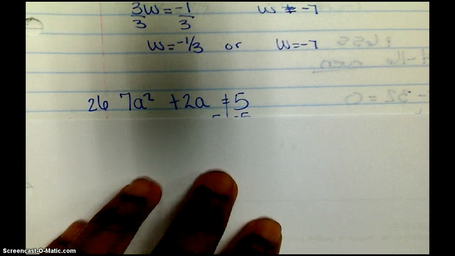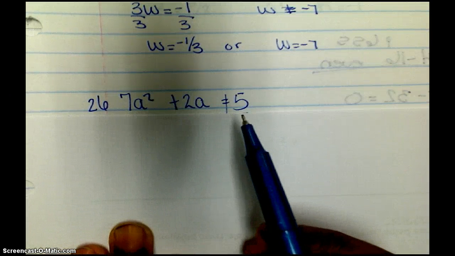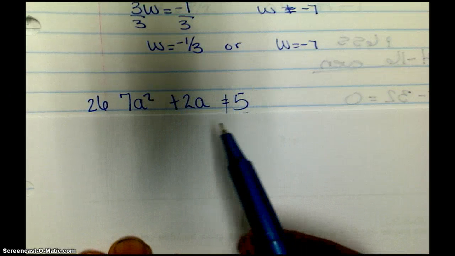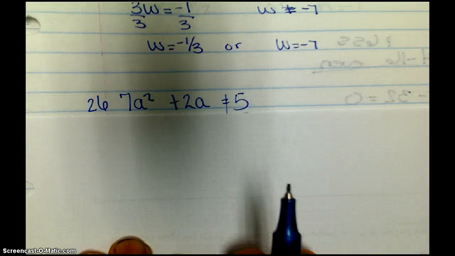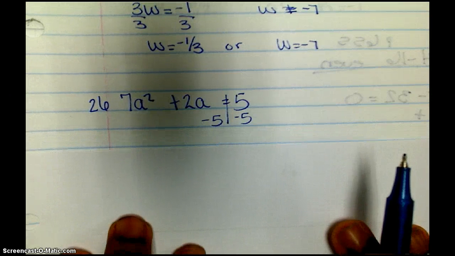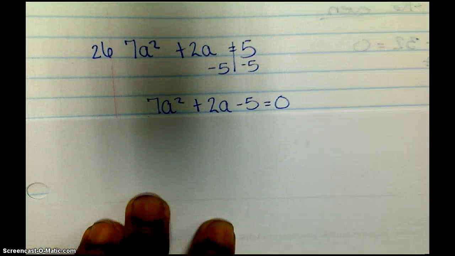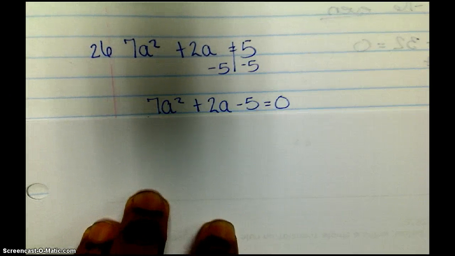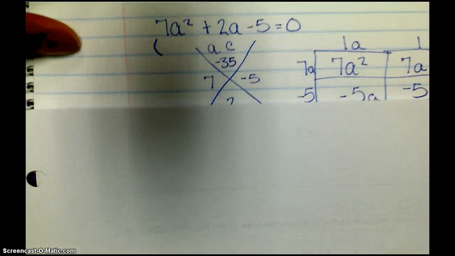All right, let's look at our next problem, number 26. Number 26, you were given 7a squared plus 2a equals 5. It's not in a form where I can factor, so I'm going to need to make this side 0. In order to do that, I had to subtract 5 from both sides. When I subtracted 5 from both sides, I ended up with 7a squared plus 2a minus 5 equals 0. So now I can start factoring. But once again, I don't have a greatest common factor, so I have to use my X box method.